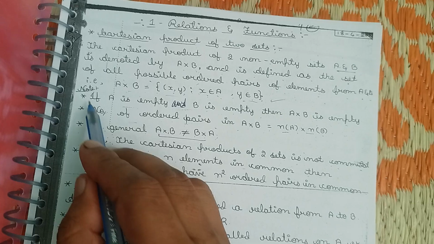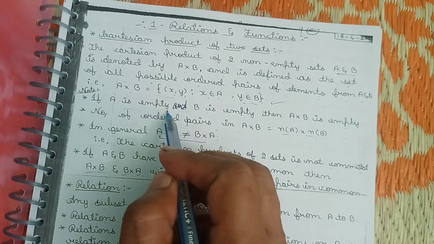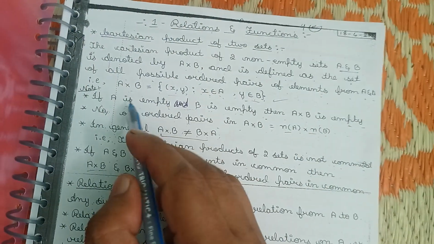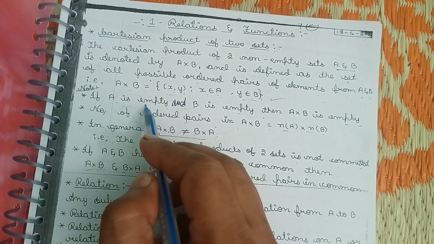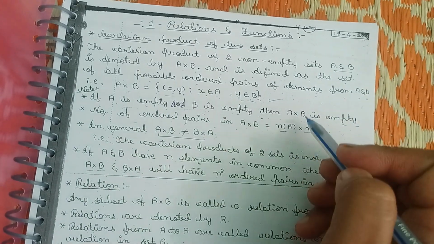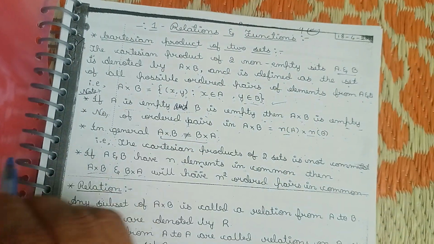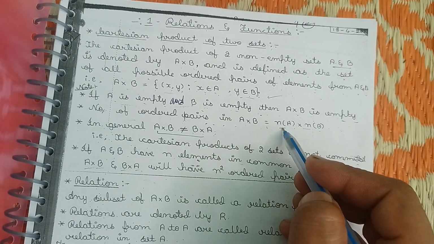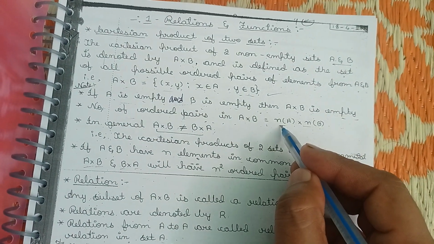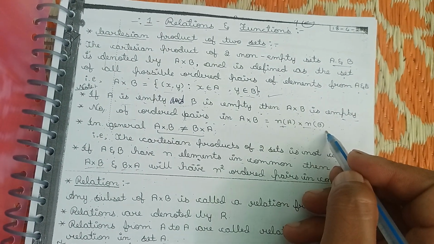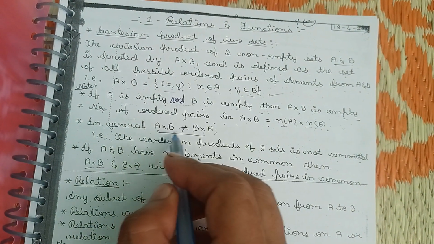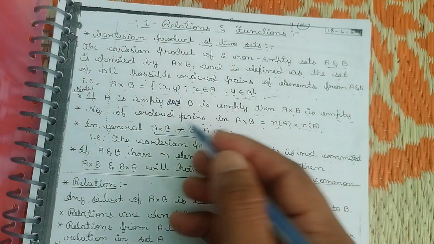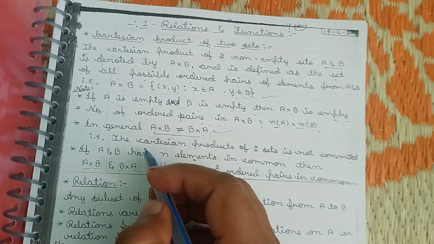Next, a note: if A is an empty set and B is an empty set, then A cross B is also an empty set. The number of ordered pairs in A cross B equals n(A) times n(B). In general, A cross B is not equal to B cross A. Let us discuss this further next.